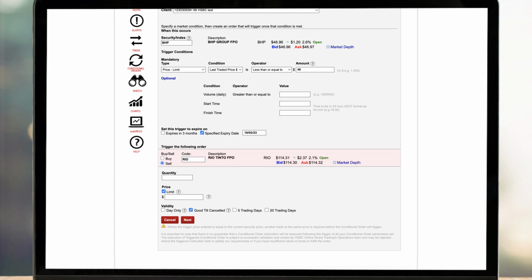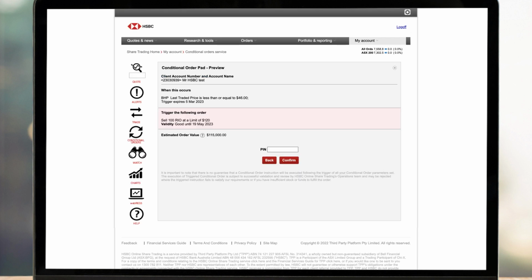We will choose to sell 100 shares at a limit price of $120. As you can see, you are able to put a trigger on one stock and an order on another, or a cross-stock trigger, giving you more flexibility in your trading strategy. Finally, choose how long the order will be valid for once it is triggered. We'll choose 20 trading days. Once you click Next, you'll be asked to verify the order and enter your trading PIN. To summarize this example, we have created a conditional order where if the last traded price of BHP falls to or below $46, then your order will be triggered and placed into the market.